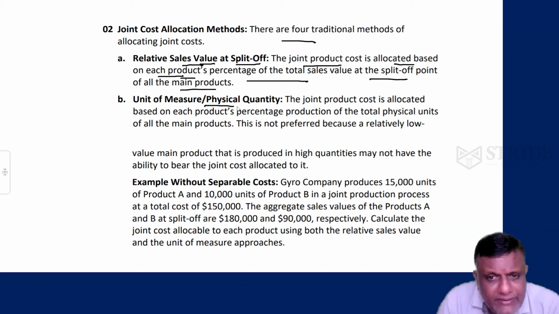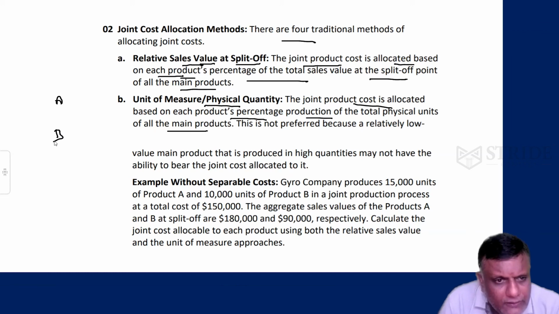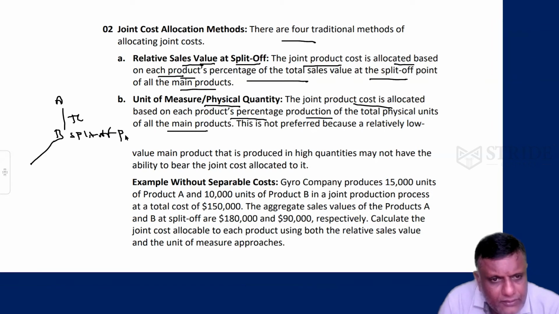Number 2, physical quantity. The joint product cost is allocated to each product by its percentage of production. How many physical units from the main products are coming out? From A to B, this is called joint cost. This is called the split off point. From B, 4 different products are coming out, called product P1, product P2, product P3, product P4.